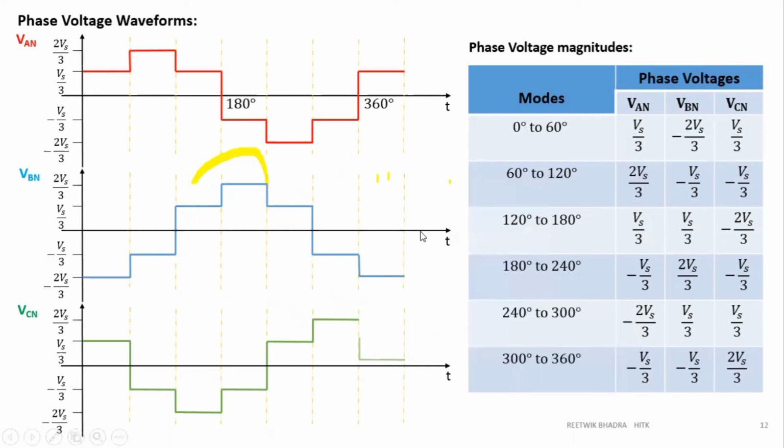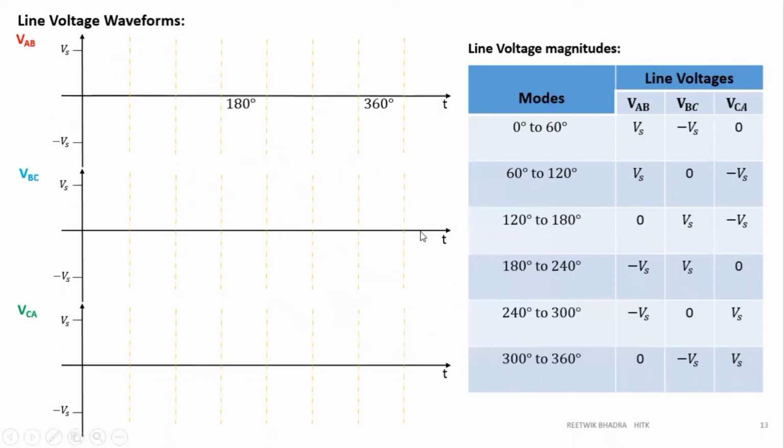Okay. Next what we'll do is plot our line voltages. Same thing what I have done, I have marked all the values over here of the line voltages AB, BC and CA. While plotting a line voltage, I have two steps: one is 0 to Vs or 0 to minus Vs. So Vs is marked, minus Vs is marked. So I am plotting my VAB first.